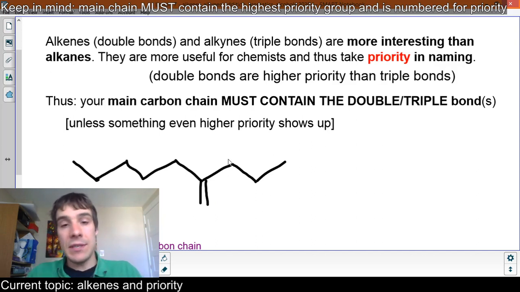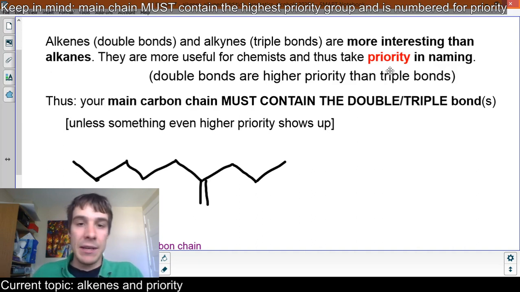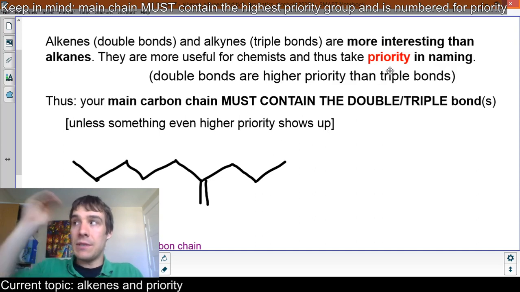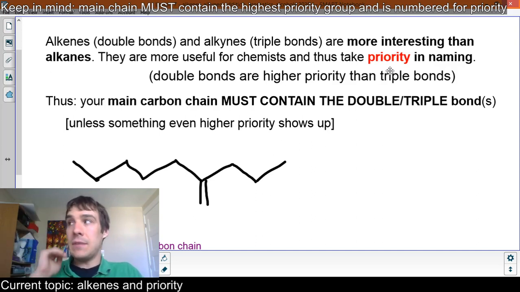Because they're more interesting, because we can do more reactions with them, they take priority in naming. We want people to know that there's a double bond on our molecule, and so we give it the priority. So this is the concept of priority. There is a well-defined priority list in organic chemistry, and different functional groups take more or less priority.